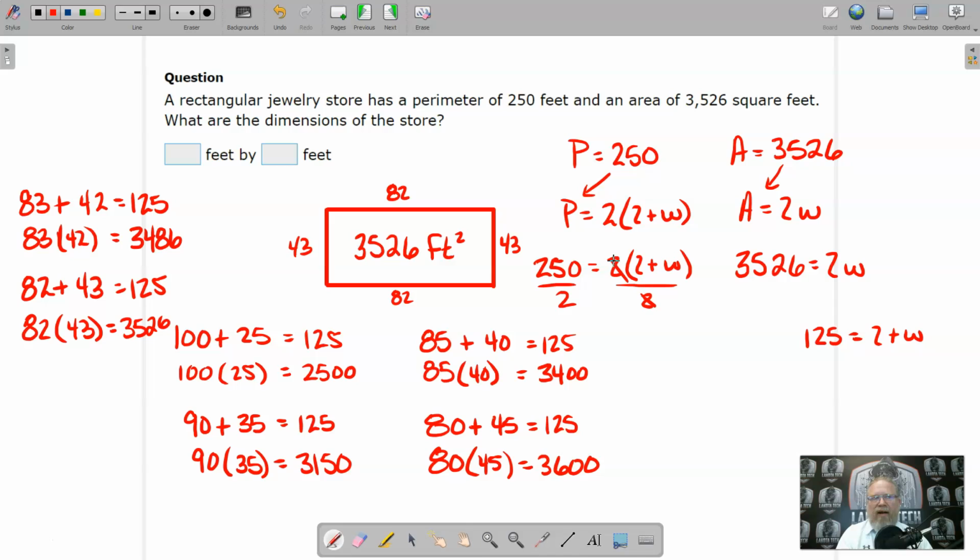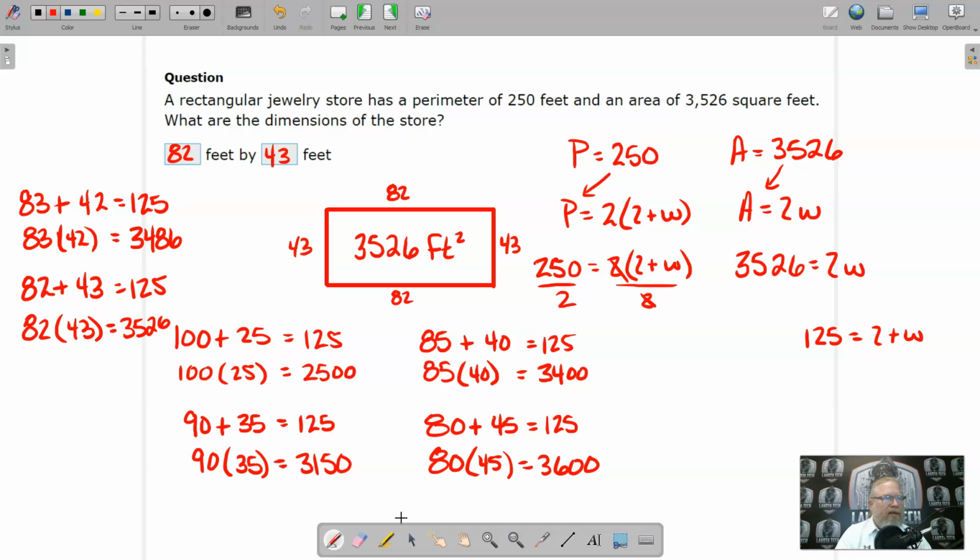Remember, 125 came from dividing both sides by 2 on the perimeter. And then we just started guessing and checking with numbers that equaled 125. Started with 100, went to 90, went to 85, went to 80, found out that was too much, so we changed to 83, went to 82, and finally, sure enough, 82 was it, and 43 was the other side. So 82 and 43. Now, there's another way that you could have done this using a graphing calculator.